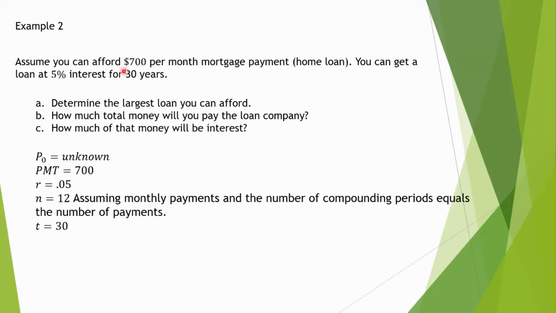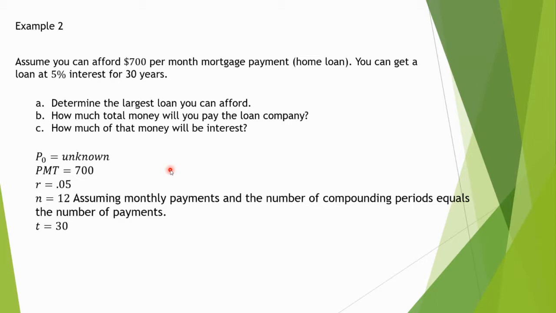PMT, again, that's our monthly payment, which we're taking to be $700. R, I'm taking to be 0.05. Basically I'm going to use the formula, and we will do the TVM solver. Since we're making monthly payments, we're taking N to be 12, because N is how many times the account is compounded, that's how interest is calculated. So N is 12. We're assuming it goes on for 30 years.